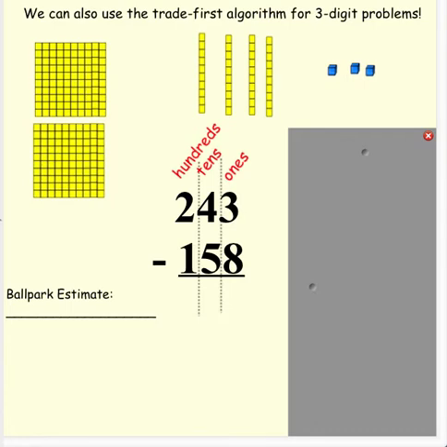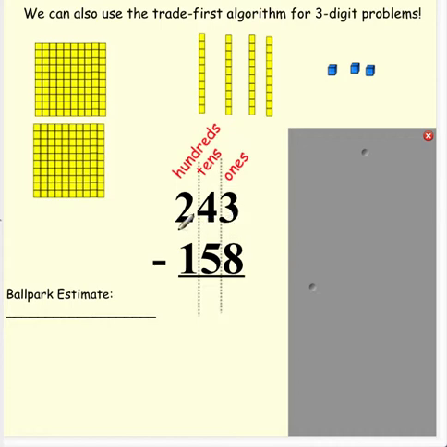We can also use the trade first algorithm for 3-digit problems. In this example, you'll see for the blocks, we've added in those flats, which represent the hundreds. The problem is 243 minus 158. My first job is to make a ballpark estimate. I want to think about 243. What is that number close to?